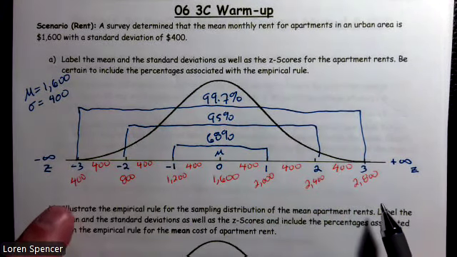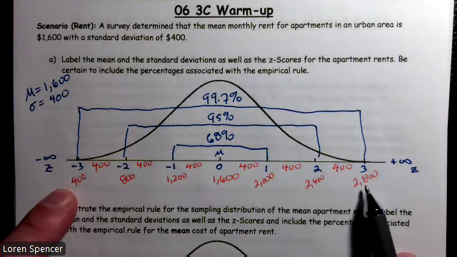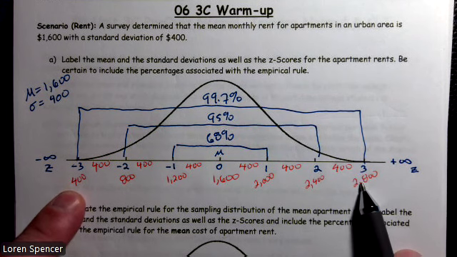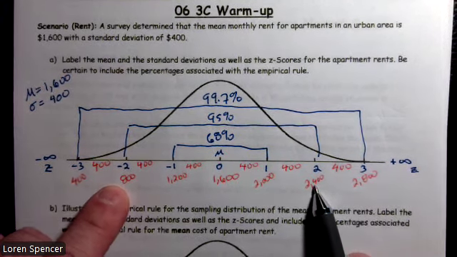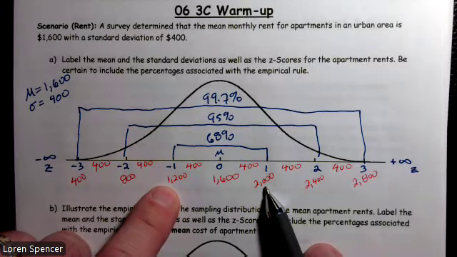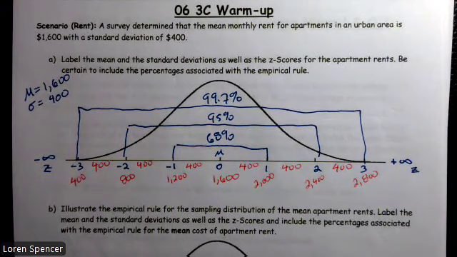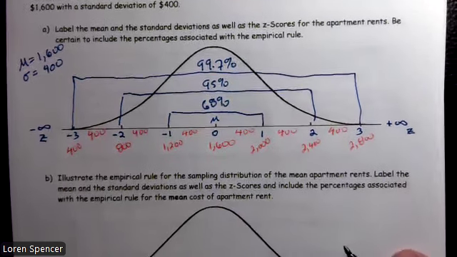So we're 99.7% sure that the actual values lie between 400 and 2,800. 95% is between 800 and 2,400, and 68% is between 1,200 and 2,000. Please remember the empirical rule only applies to the normal distribution, but it does apply to all normal distributions. So the empirical rule applies to all normal distributions, but only to normal distributions.